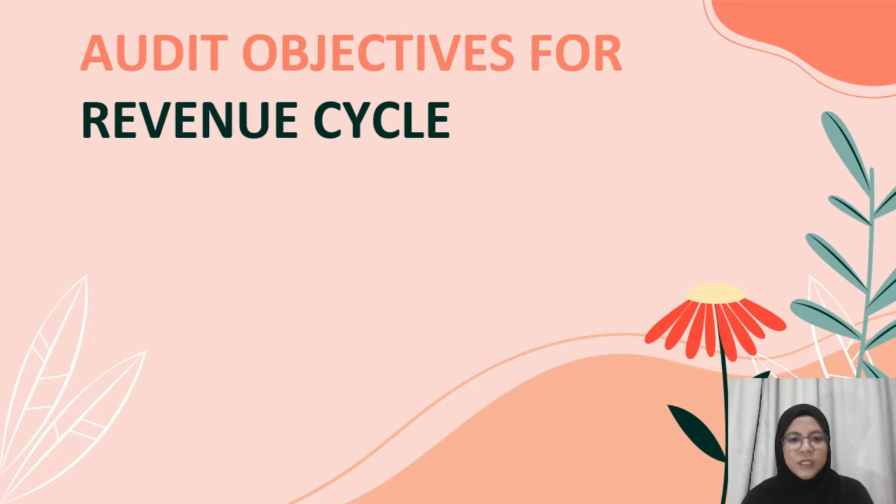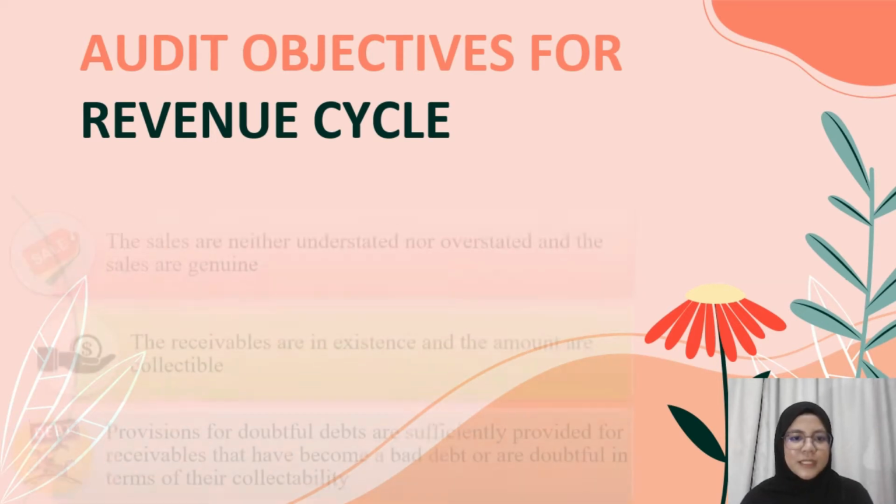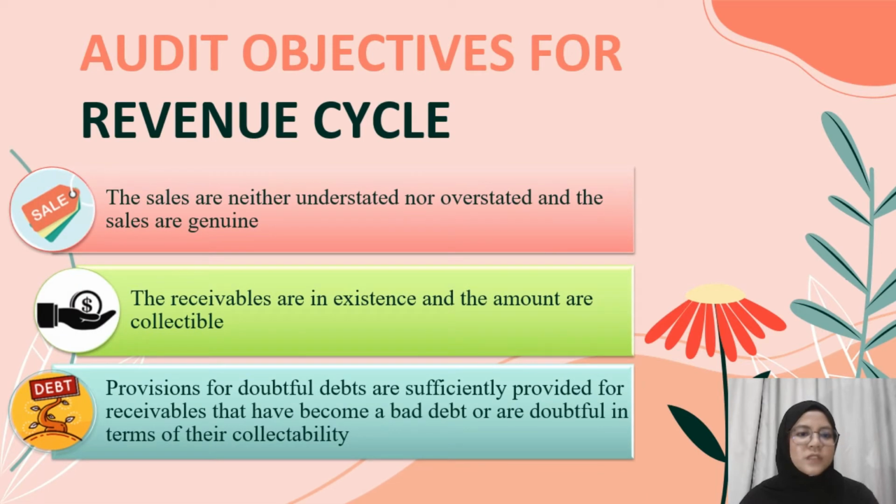Having sufficient audit evidence for the transaction and balances is very important in audit work. So, there are three main purposes of auditing in a revenue cycle. The first one is that the sales are neither understated nor overstated, and the sales are genuine.